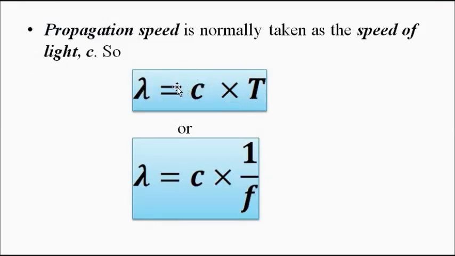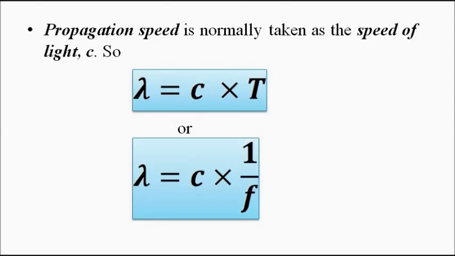Normally the propagation speed of electromagnetic waves is taken as the speed of light, because light is also an electromagnetic wave. So the wavelength lambda is equal to the speed of light multiplied by the time period, capital T. Or we can write lambda is equal to c into 1 by f, because the time period is the reciprocal of frequency, 1 by f.